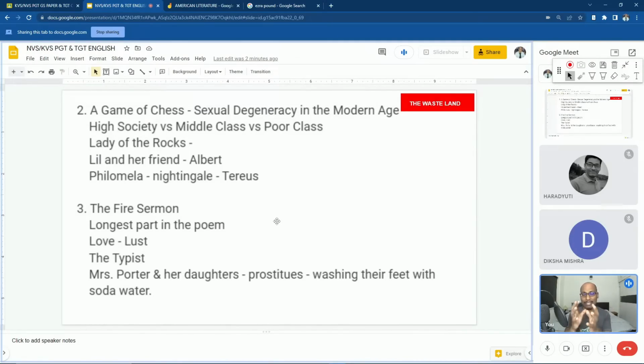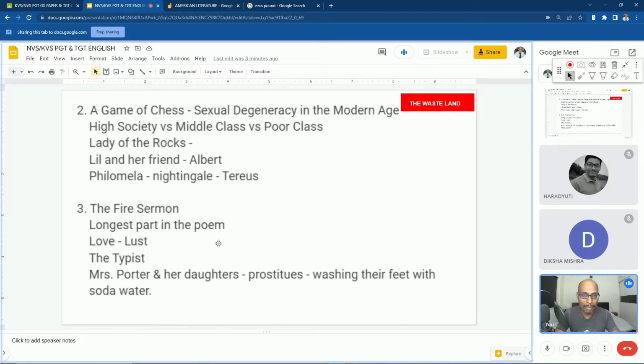So the Thames has seen the people of the previous generation, and now it is witnessing the present, morally and sexually degraded people in the Fire Sermon. Mrs. Porter and her daughter, who are prostitutes, wash their feet with soda water to attract clients. That is their profession, and people get attracted to them. There are two hotels in this place, Cannon Street Hotel and Metropole Hotel, famous for harboring homosexuals. This is the modern society in which these people are living.